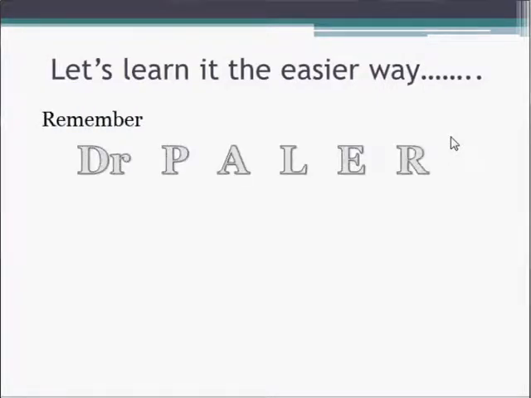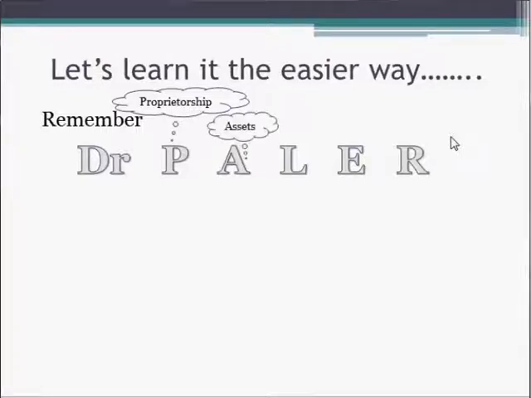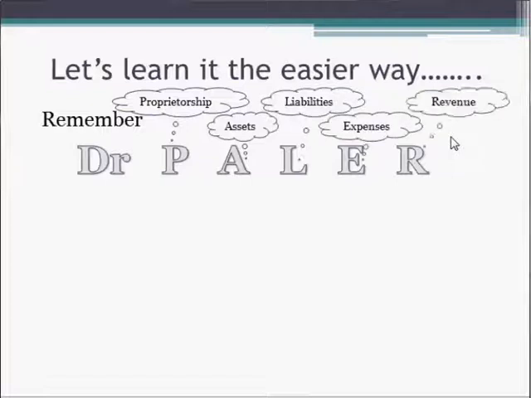Remember this word, DR, P-A-L-E-R, which is Dr. Paler. DR stands for debit. P stands for proprietorship, which also means owner's equity. So proprietorship is another word for owner's equity. A stands for assets, L for liabilities, E for expenses, and R for revenue.